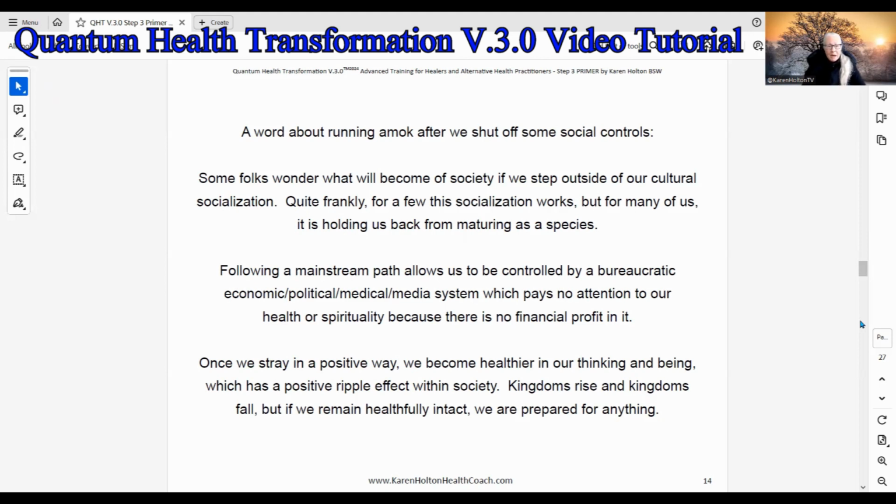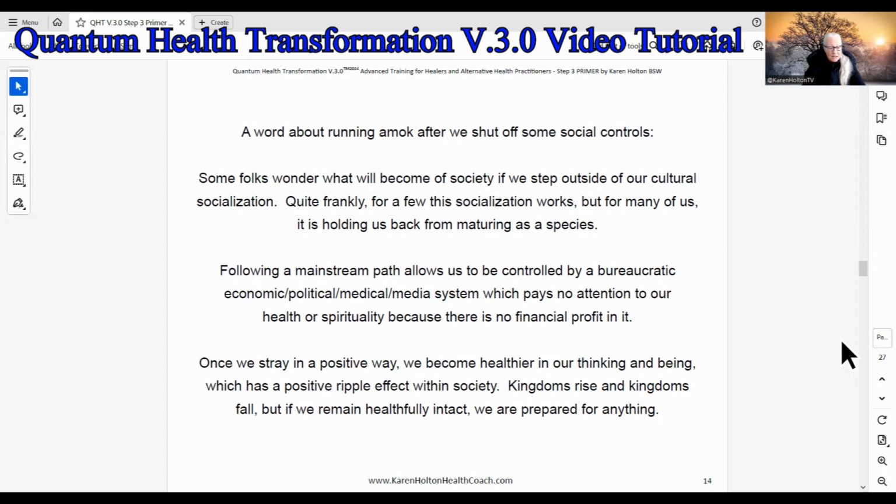A word about running amok after we shut off some social controls. Some folks wonder what will become of society if we step outside of our cultural socialization. Well, quite frankly, for a few, the socialization works, but for many of us, it is holding us back from maturing as a species. Following a mainstream path allows us to be controlled by a bureaucratic, economic, political, medical, media system, which pays no attention to our health or spirituality because there's no financial profit in it.